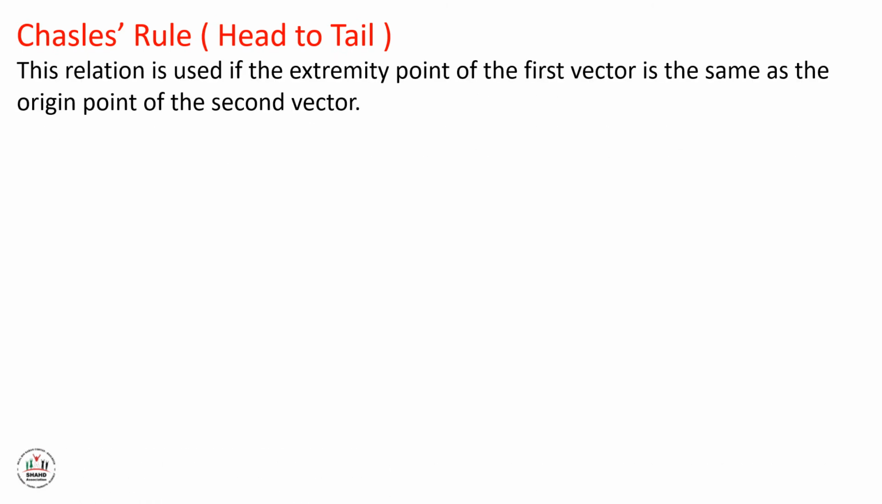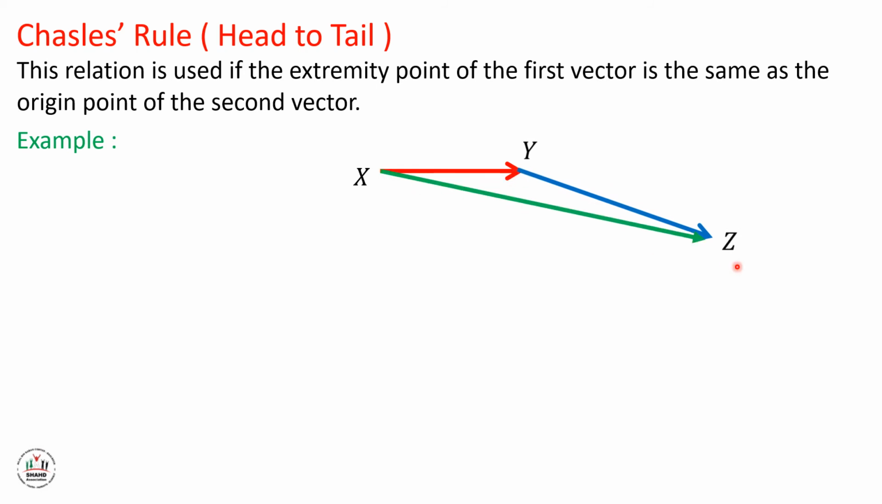Chasles rule or head-to-tail rule. This relation is used if the extremity point of the first vector is the same as the origin point of the second vector. Let's solve an example to understand the idea. If we have a vector XY and we have a vector YZ, then if we join the tail of the blue vector to the head of the red one, the resultant vector of these two vectors will be XZ vector.